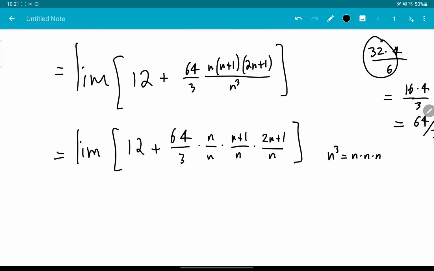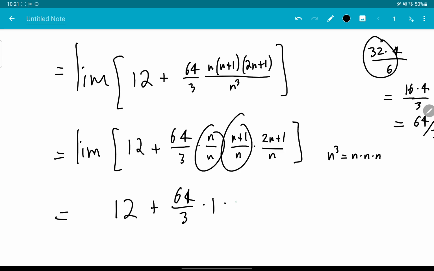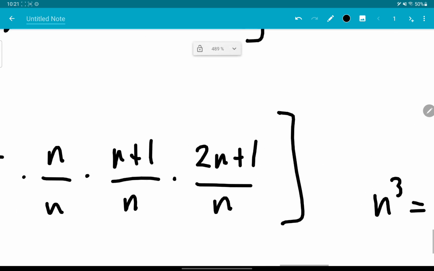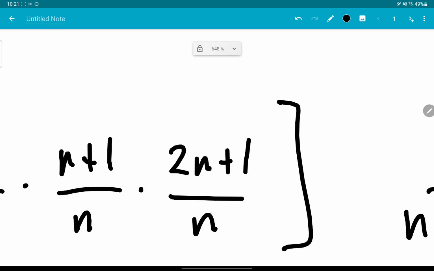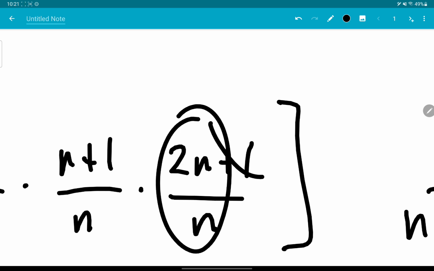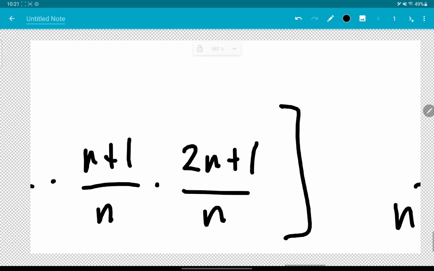Okay, now I can do the limit. The limit of 12 is just 12 plus 64 over 3. This guy just becomes 1. This guy becomes 1. This guy becomes 2, because this 1 here doesn't really matter. You're basically just ignoring that 1. And then you can see you get 2 there.